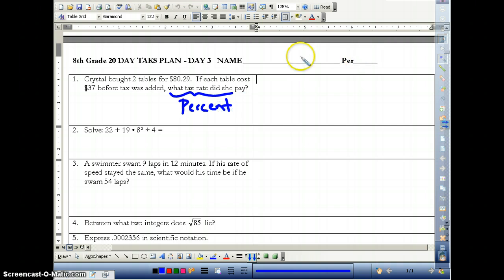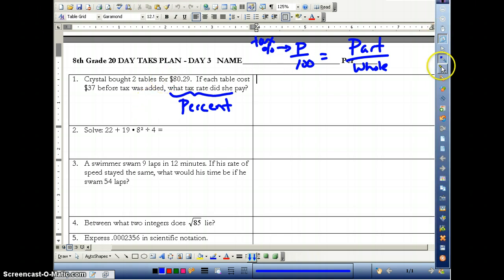If they're looking for a percent, you know that percent over 100 equals part over whole. And the percent they're looking for is the tax percent. That's what they're looking for right here. So our starting point is right here. 2 tables for $80.29. Step 1 is to find out how much each one of those tables cost. Not step 11, step 1.